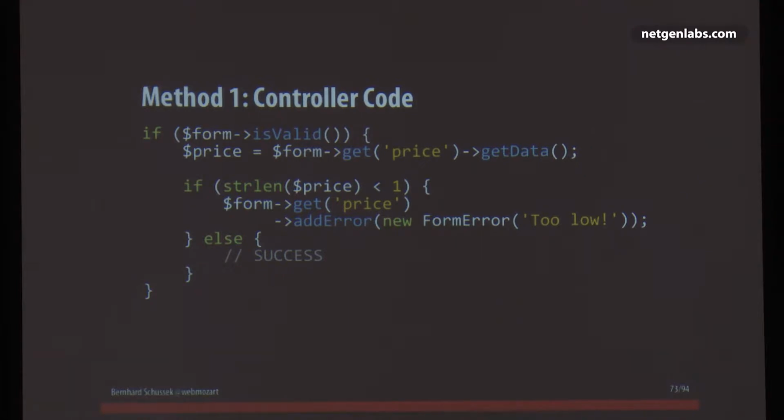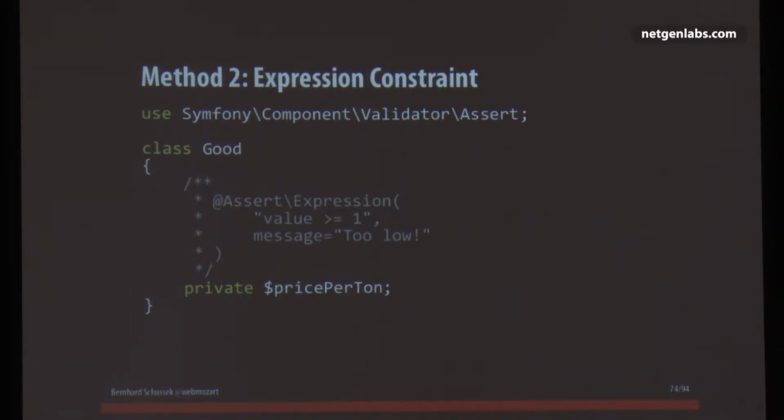form. All right? So you can add an error to the form directly, or to any of the fields in the form. And errors are simply form error objects with a message and optionally a set of parameters. That's very straightforward, but it's also coupled to the controller. We can move the code somewhere else, for example using the expression constraint.